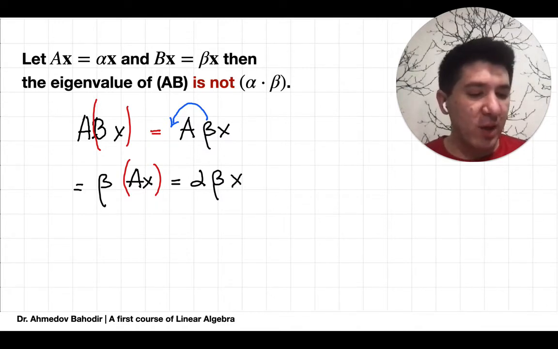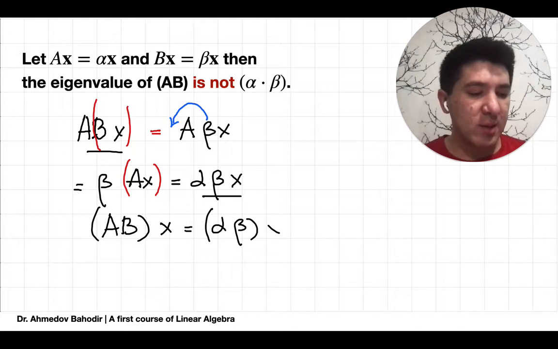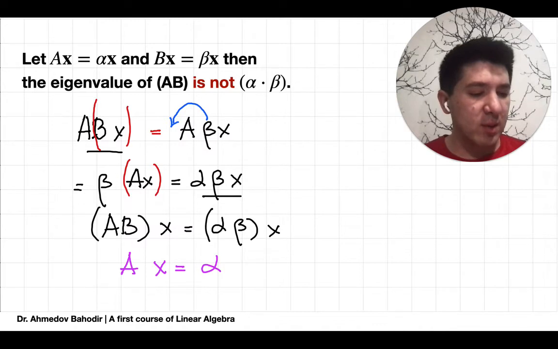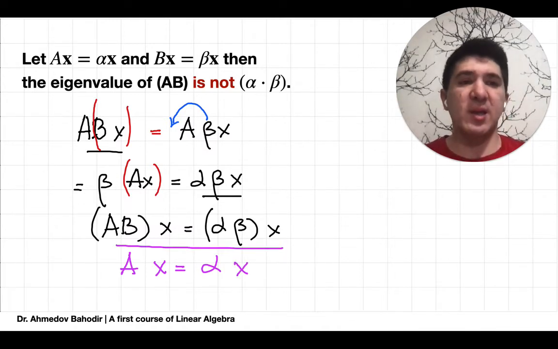If you look at the first equation and the last equation in this form, A times B times x is equal to alpha times beta times x, it is nothing else than the eigenvalue problem for the AB matrix. If you remember, the eigenvalue problem for the A matrix was A times x is equal to some constant times x, which is structurally very similar in this case, right?